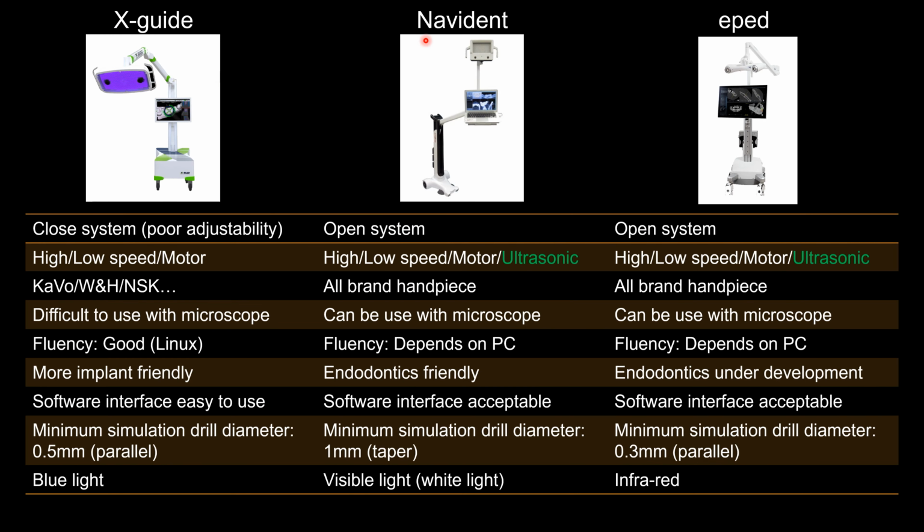And these are the three kinds of dynamic navigation I have used. They have some differences here, but I think the main point is that we can use all three kinds of navigation with high speed, low speed, or motor. If you are doing non-surgical endodontics, you use the navigation, and you can use the ultrasonic tip, and the EPAD can also use the ultrasonic tip. It has some differences here, but I'm not sure. It's not so different.